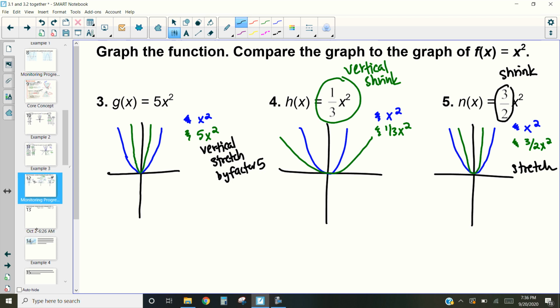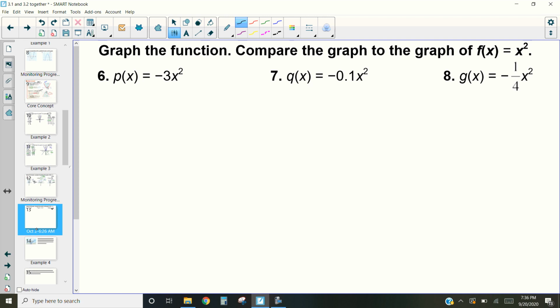Now, as you look at these other examples, it's going to be the same thing, but just remember that these negative signs tell us that our function opens down. So if you want to work through these problems, feel free to work through all 3 of these on your own. When you finish, unpause the video and I will have the solutions worked out for you.